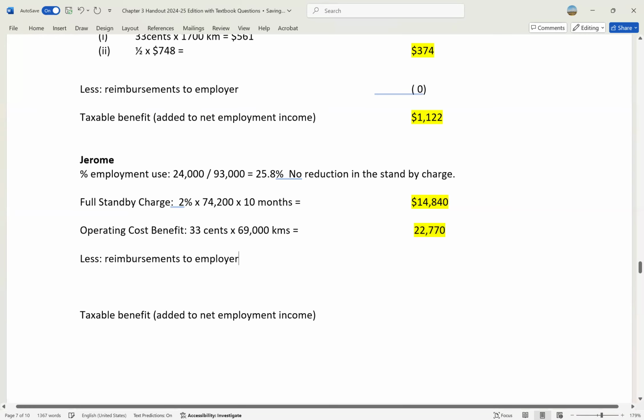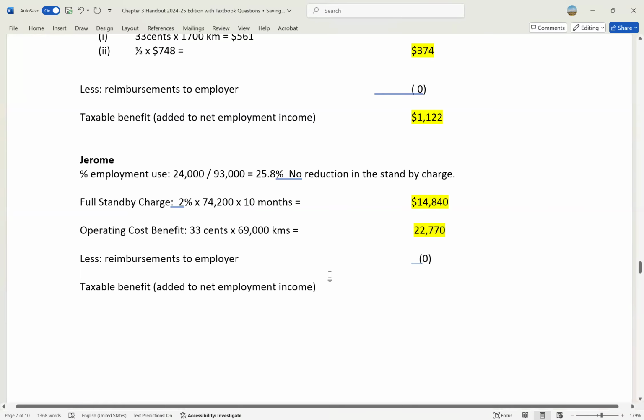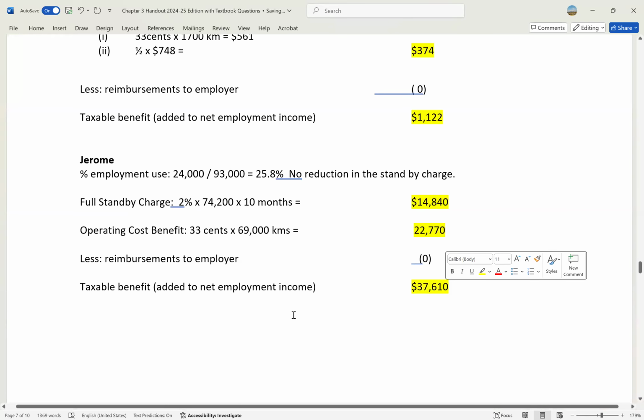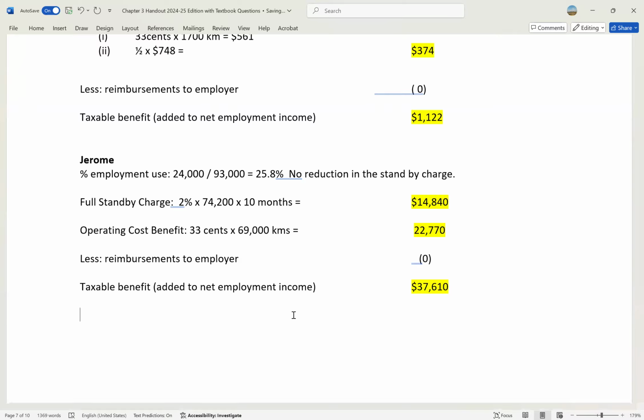And I just want to put this reimbursement amount here because in some of the questions, the employee does reimburse the employer for using the car. That would reduce the taxable benefit because the employee made some payment to the employer. But in this example, there was none. So the taxable benefit is going to be 37,610. So once again, quite a lot. And the reason is because Jerome used the car 69,000 kilometers for personal use. Any questions about those two calculations?